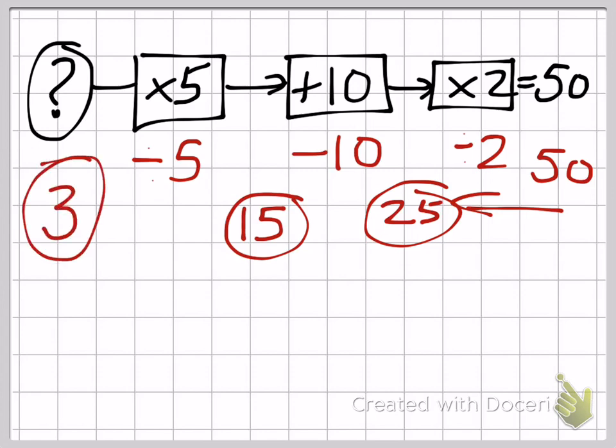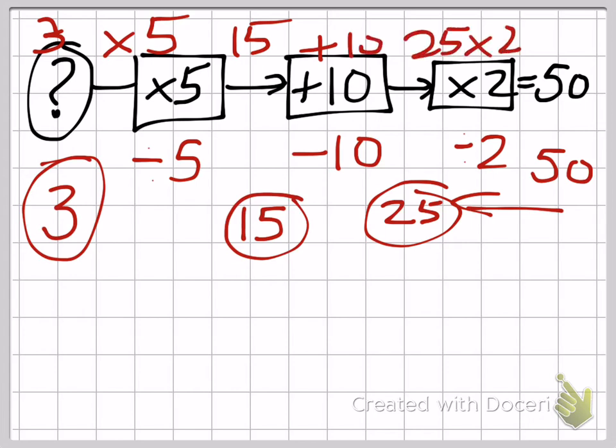Feeding that back in, let's check. 3 times 5 would give us 15. Add 10 would give us 25, and then times by 2 would give us 50.